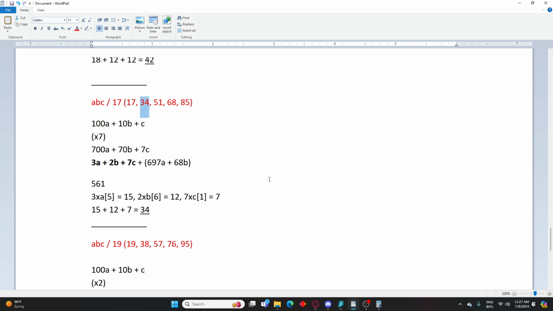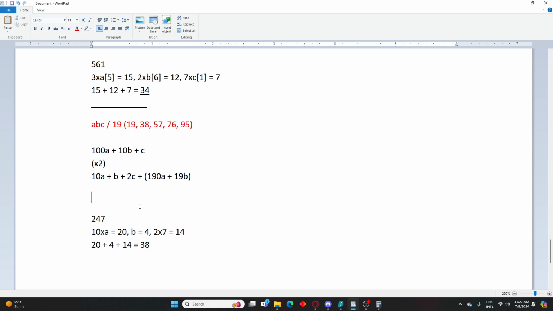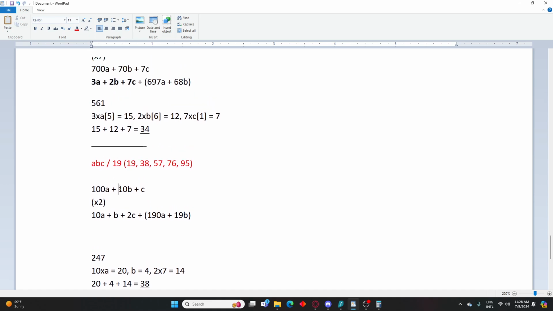And last but not least, 19. Look at this, 19. Isn't that crazy? Actually, this one's not too crazy. It's just 10a plus b plus 2c. Relatively simple. We multiplied this here, by the way.